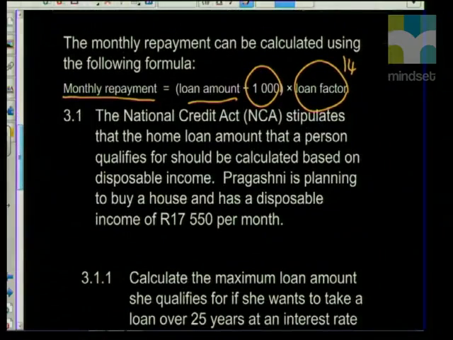The National Credit Act stipulates that the home loan amount that a person qualifies for should be calculated based on their disposable income. Now, disposable income is your gross salary minus all your compulsory expenditure. So you're going to have to pay for your pension, your medical aid, your tax. If you've got any other debt, like car loans, take that all away. What's left over is your disposable income, and it gives you quite a high value.